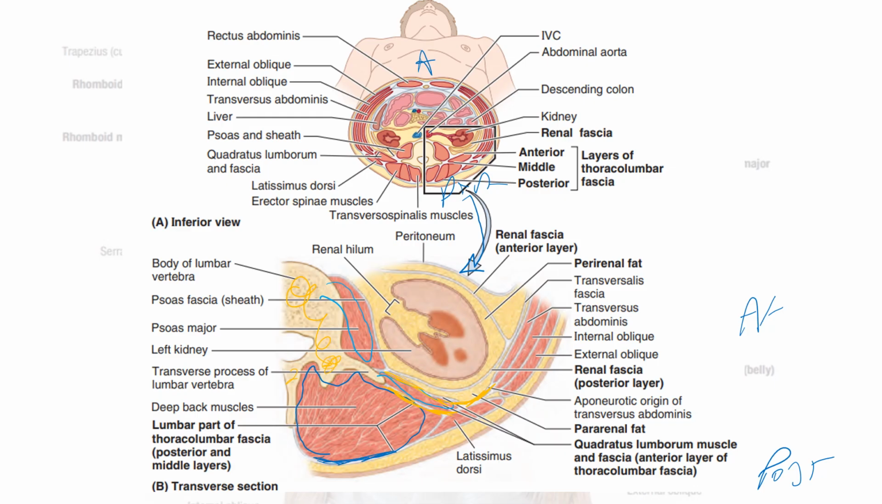Here I should change the color. This one is the posterior layer. Then we have the middle layer of thoracolumbar fascia and the anterior layer of thoracolumbar fascia. From this diagram, one thing you can easily appreciate: this is the area of kidney and this is psoas major. The thoracolumbar fascia anterior layer, this one in black color, is in relation to the fascia of kidney and the fascia of psoas major. It is in relation, but each of these has its own separate fascia.